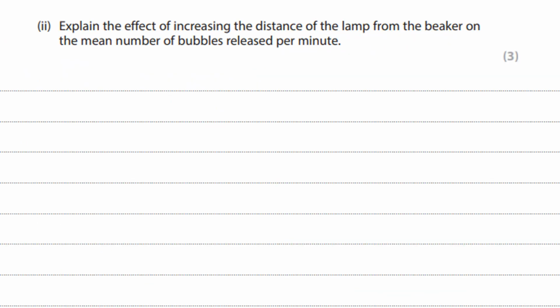Okay. Explain the effect of increasing the distance of the lamp from the beaker on the mean number of bubbles per minute. Okay, so as the distance increases, less bubbles are produced. Let's change that to green.